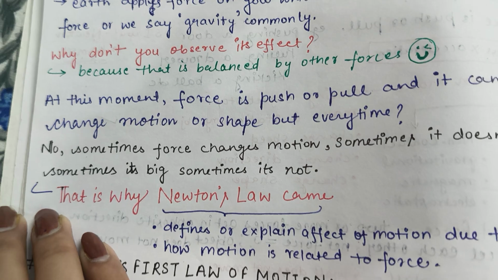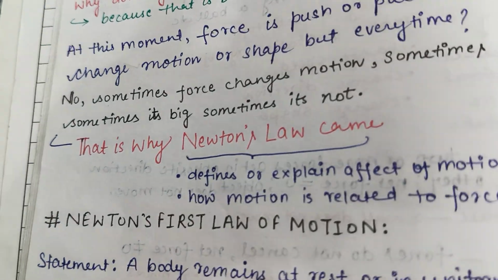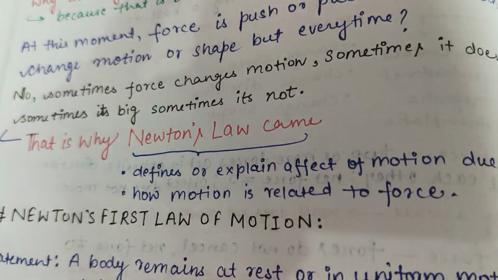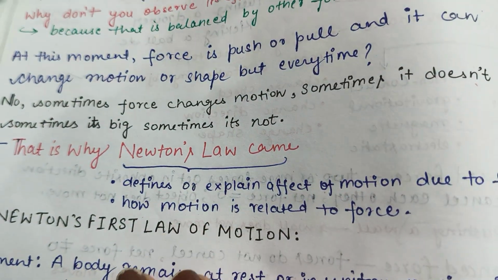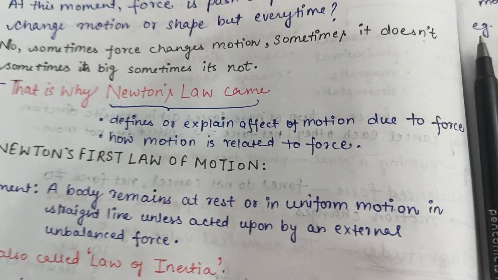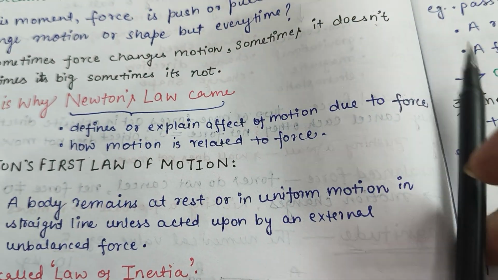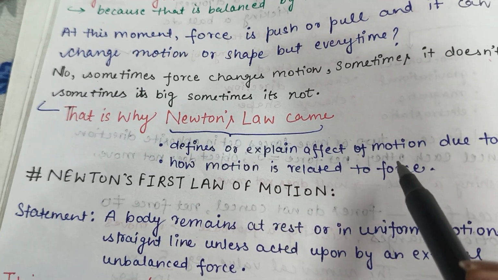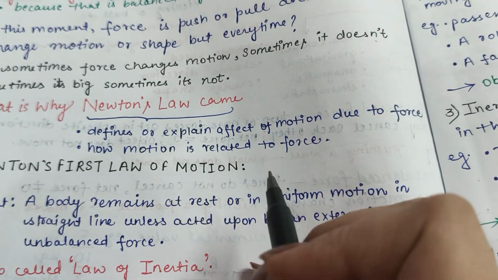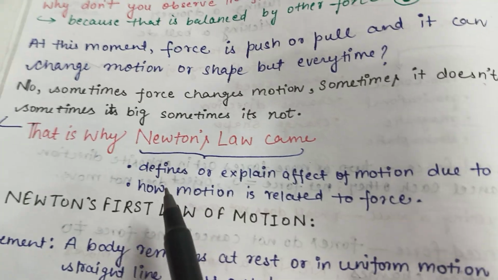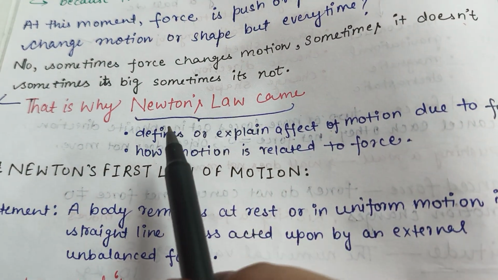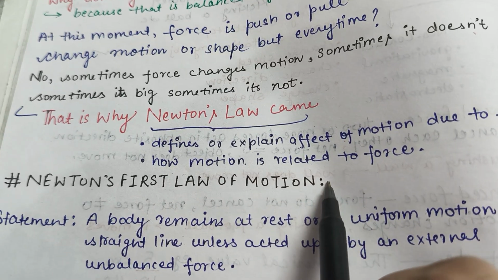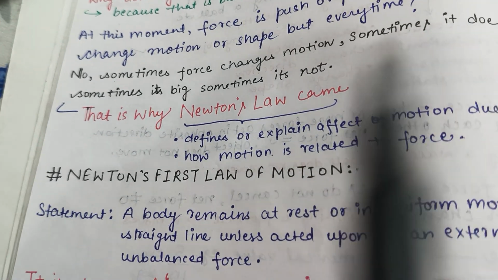And that is why Newton's law came. So what is Newton's law? Newton's law defines or explains the effect of the motion due to force and how motion is related to force. Now this is the entire point of the chapter. In this chapter, the main motive is connecting motion with force and how they are related to each other.